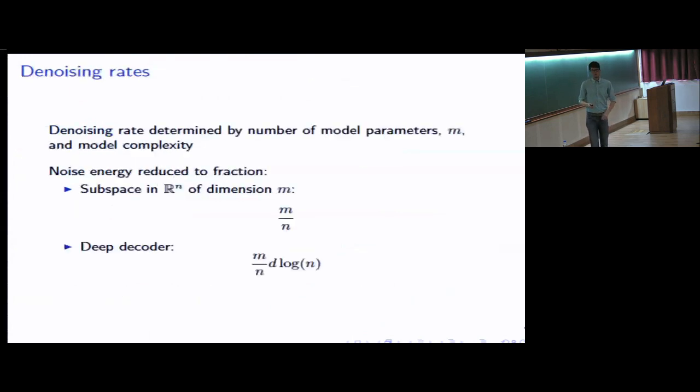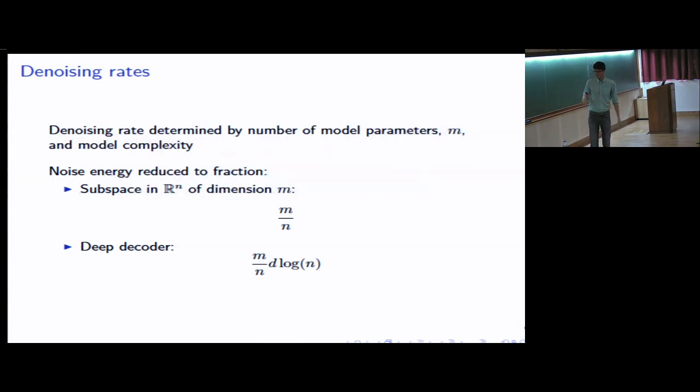Right? Now, this result really makes sense. Let's consider the case of a subspace. Suppose you're in R^n and you have a subspace of dimensionality m, and I take a random noisy vector and I project onto this space. How much noise do I reduce by? Well, it's by m over n. Right? So if m is very small, then I have quite a bit of noise reduction.